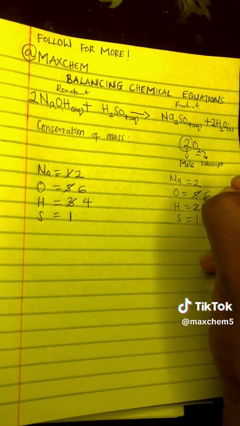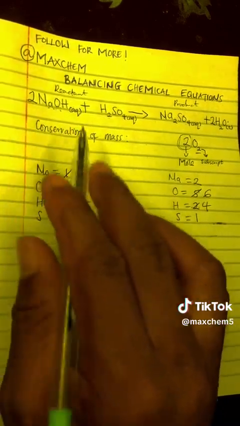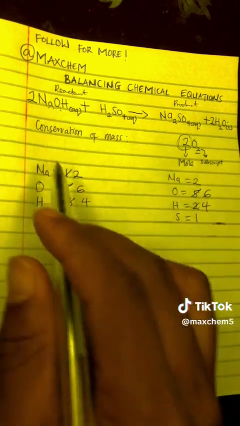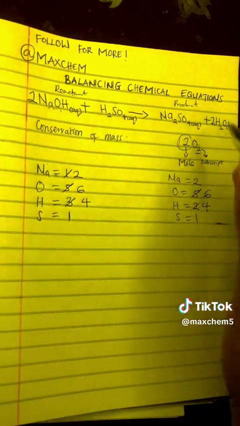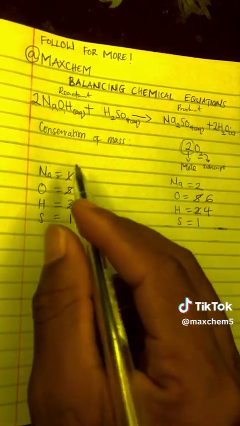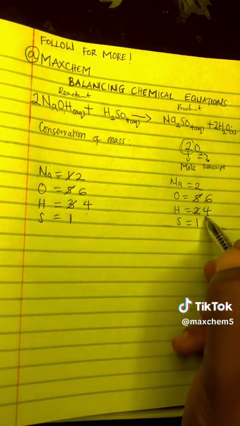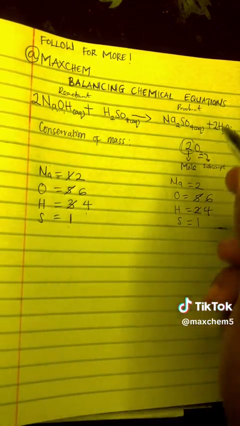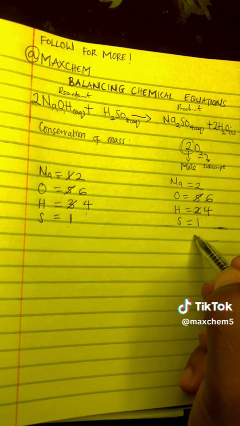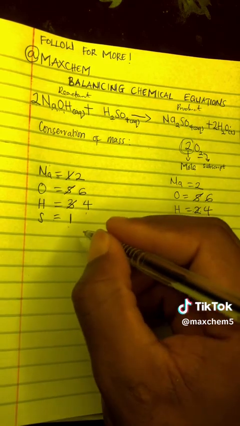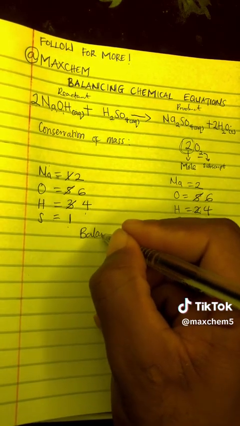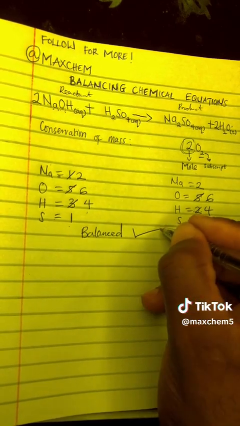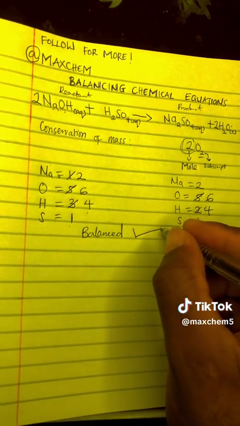So wow, you can see sodium on the reactant is 2, sodium on the product is 2. Oxygen on the reactant is 6. Oxygen on the product is 6. Hydrogen on the reactant is 4. Hydrogen on the product is 4. Sulfur on the reactant is 1. Sulfur on the product is 1. So you can see this is a balanced chemical equation. It is now balanced. I believe this is very, very simple.